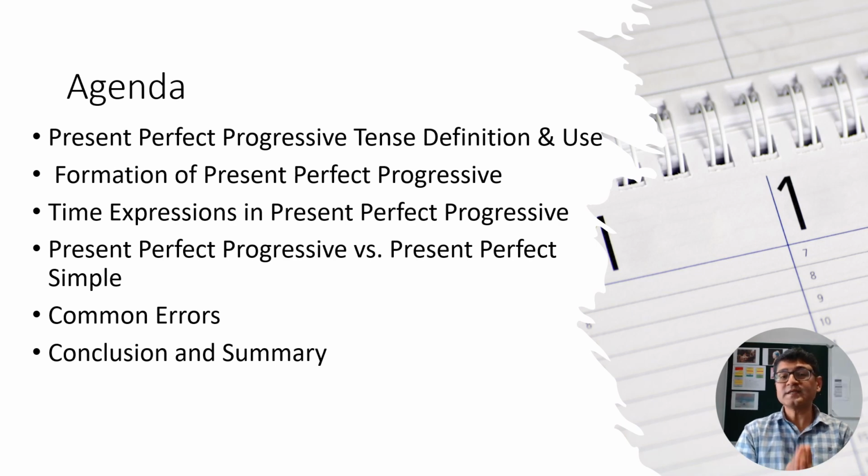Today we'll understand what present perfect progressive tense is. We'll talk about its structure, formation. Then we'll talk about time expressions which are used with this tense, and then we'll compare this tense with present perfect tense. And in the end, I'll tell you about some common mistakes which you might make if you do not know how to use this tense correctly.